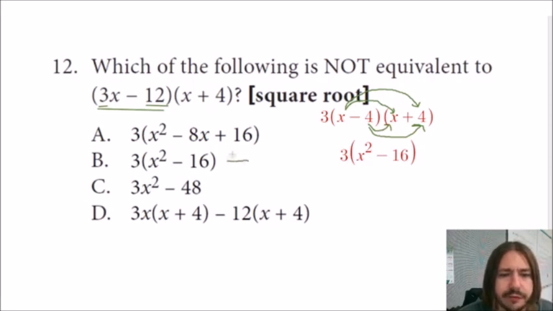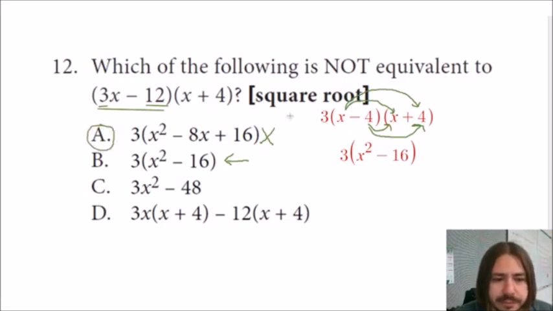Now, we want to be careful here. It's not saying which of the following is equivalent. It's saying which of the following is not equivalent. So we can see that B definitely is equivalent. And that kind of gives us our answer, because A is exactly the same as B, except it's got this minus 8x here, which is incorrect. We had negative 4x plus 4x, which should be 0. So since this one is not the same, we can say with certainty that A is going to be our answer.